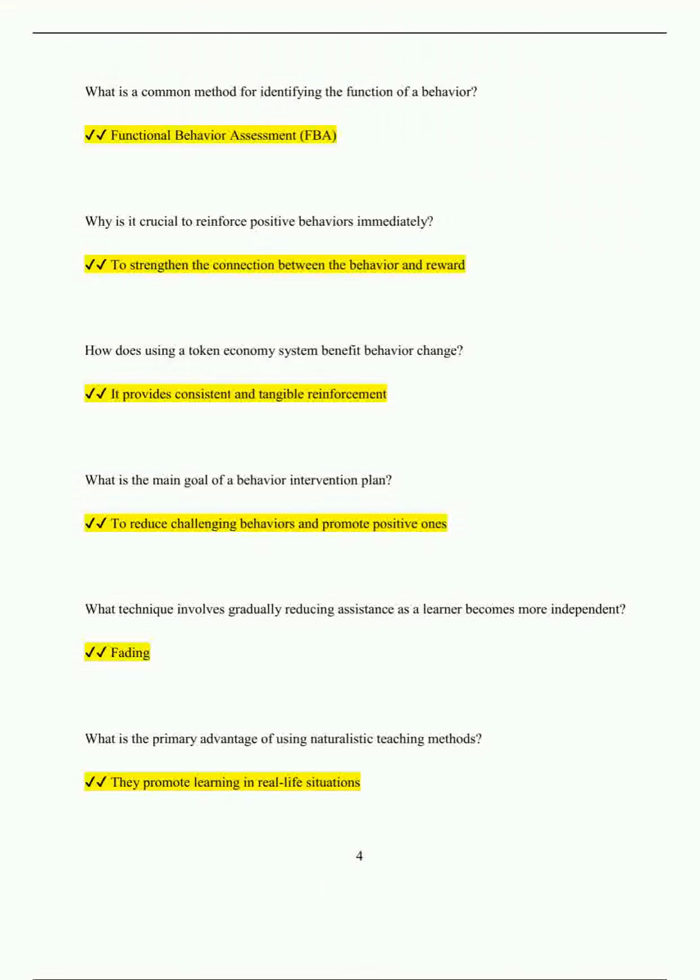What is the main goal of a behavior intervention plan? To reduce challenging behaviors and promote positive ones. What technique involves gradually reducing assistance as a learner becomes more independent? Fading. What is the primary advantage of using naturalistic teaching methods? They promote learning in real life situations.